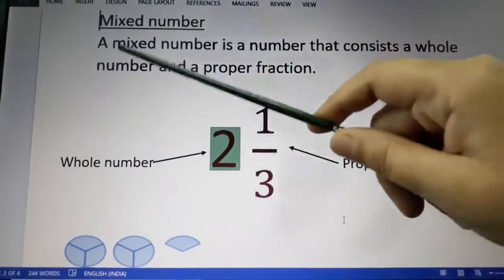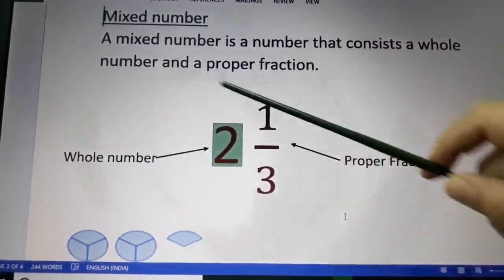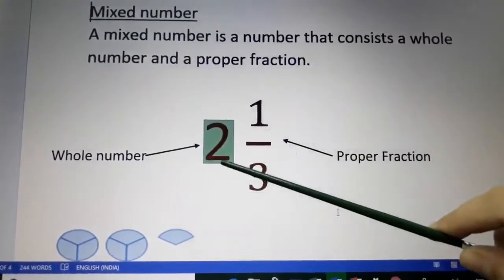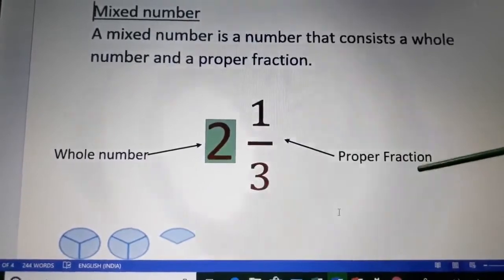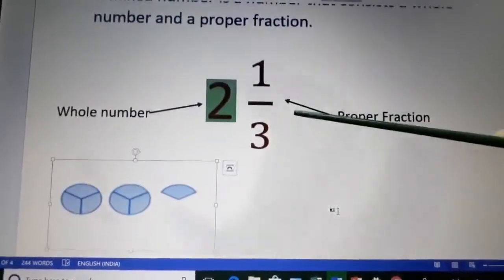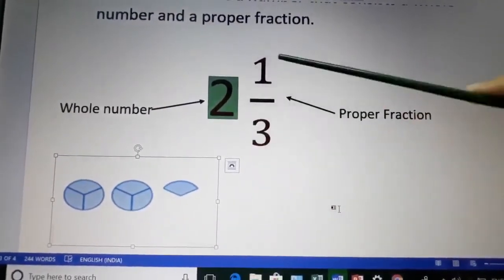Mixed number. A mixed number is a number that consists of a whole number and a proper fraction. Here 2 is your whole number and 1 upon 3 is your proper fraction, and together 2 1 upon 3 is called a mixed number. That means a whole number and a proper fraction together make a mixed number.